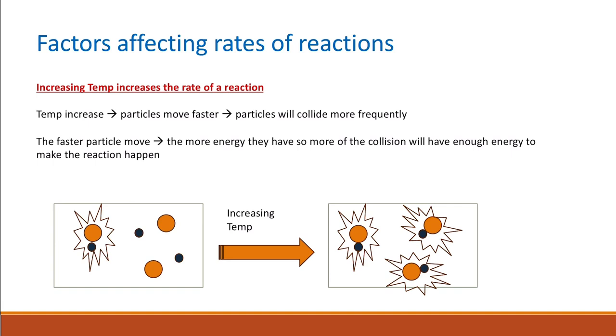This is because with higher temperature, the particles will have higher energy, so they will start to move faster. Faster moving particles means that more collisions will be found between the particles, or more frequent collisions. Also, the collision will have enough energy for the reaction to start. So basically, they're going to have more than the activation energy.